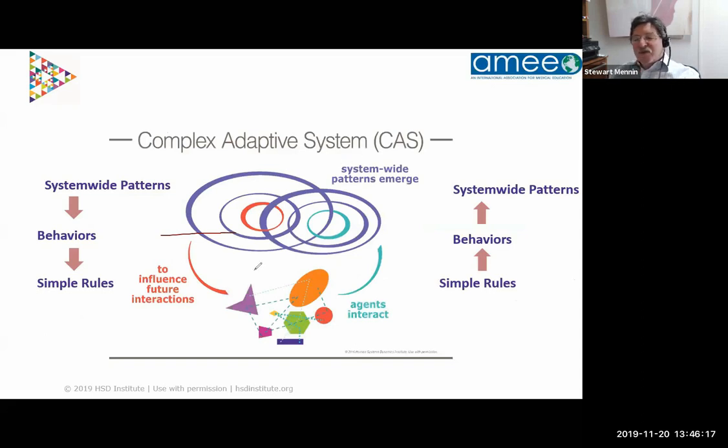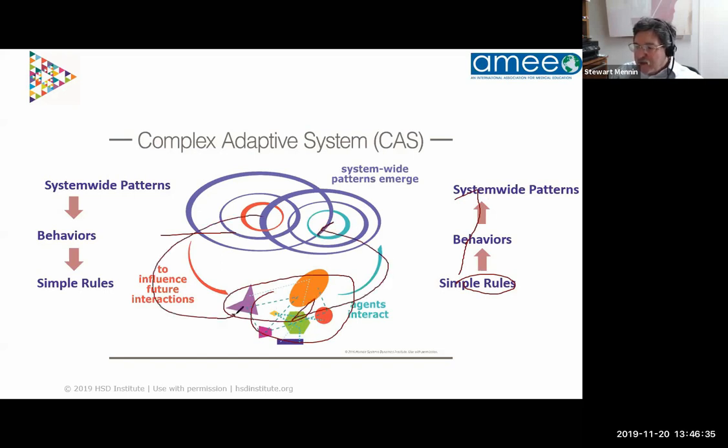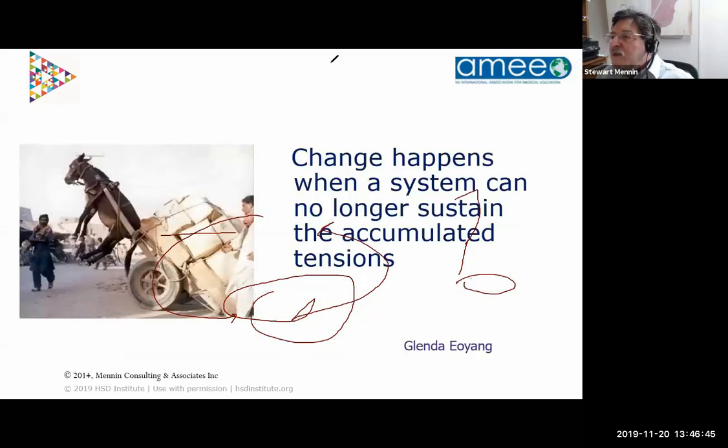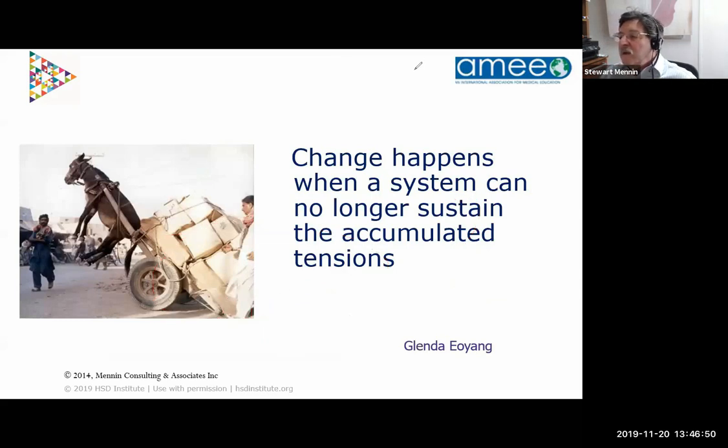So this slide summarizes what we've been talking about. This slide shows that simple rules drive behaviors that drive system-wide patterns, and the simple rules apply to the agents that interact and create new patterns, and those new patterns influence subsequent behaviors of agents. This is where wicked issues come from. And so change happens when a system can no longer sustain the accumulated tension.